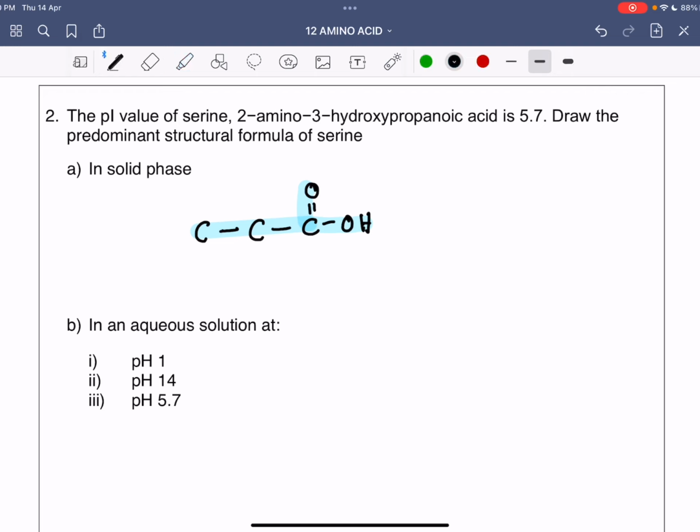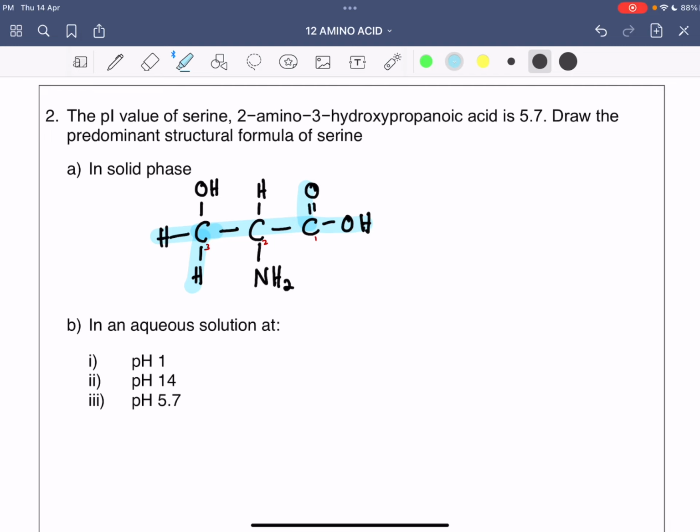And then this one will be carbon number 1, 2, and 3, right? So 3-hydroxy will be here, and 2-amino will be here, and then complete it with the other H. This is your parent chain. So this is 2-amino-3-hydroxypropanoic acid.